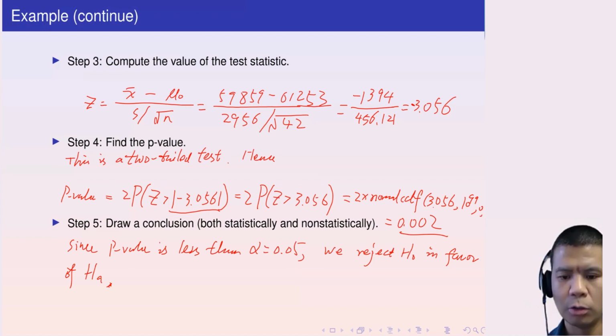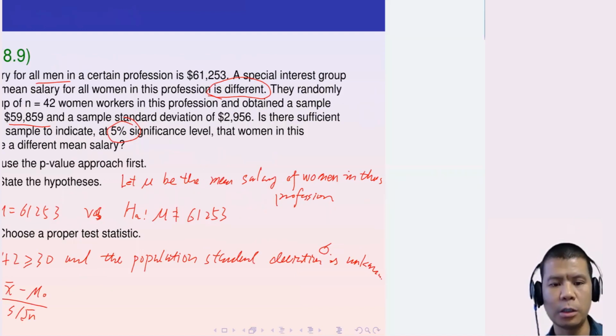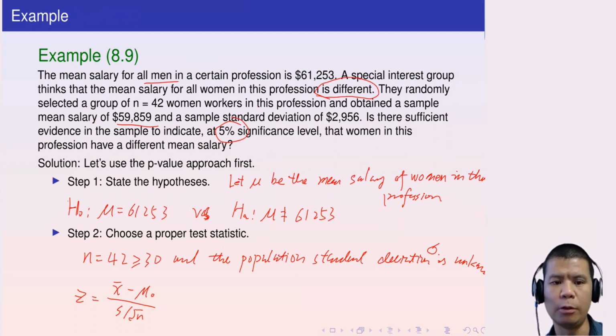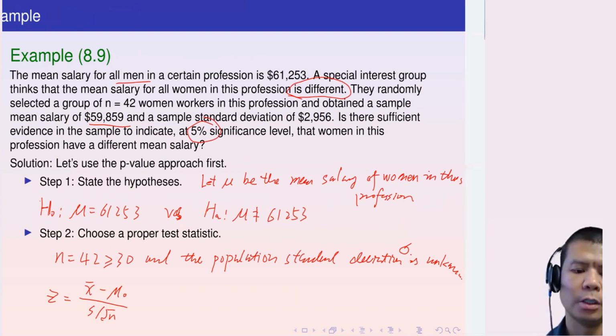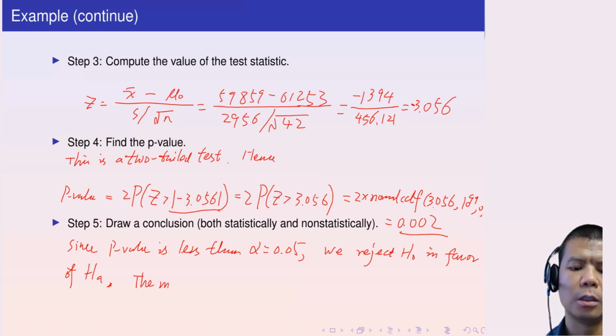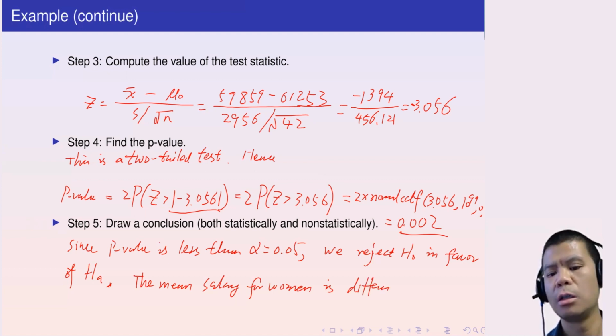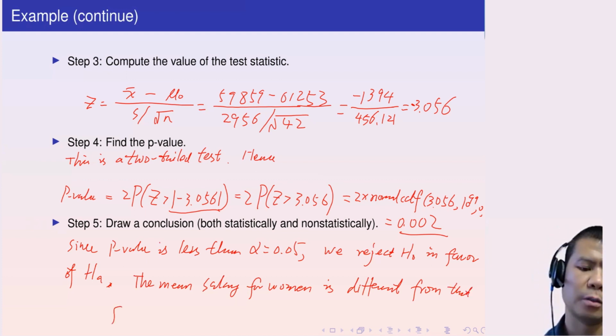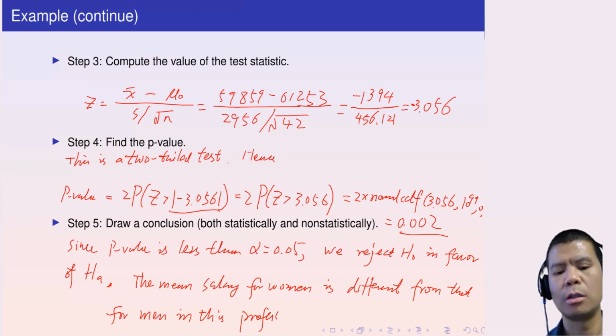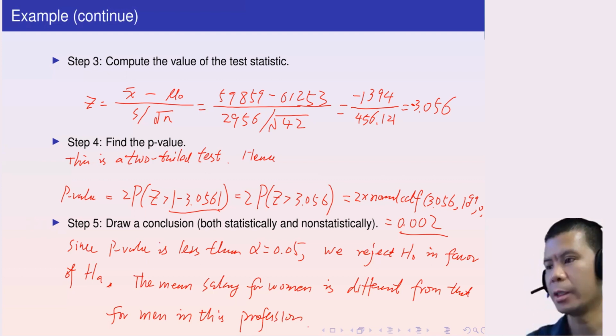This is the statistical conclusion, and non-statistically it means what? The mean salary for women is different from men, right? So the mean salary for women is different from that for men in this profession. Yes? Okay, so that's what we mean.